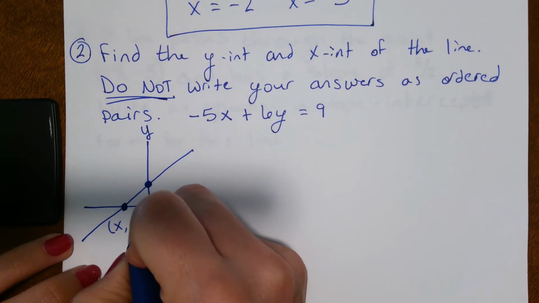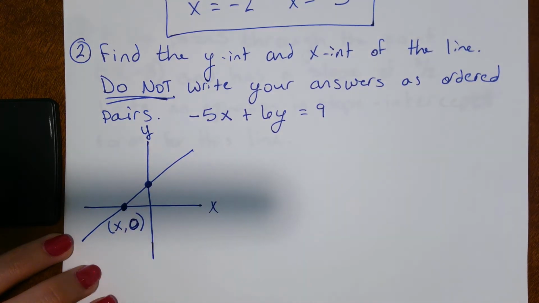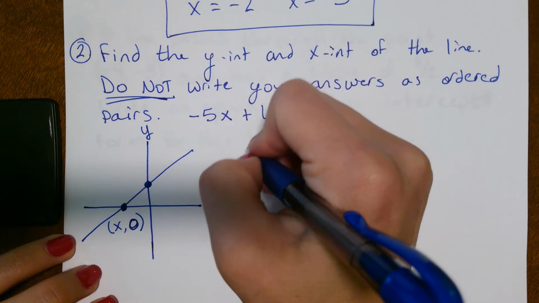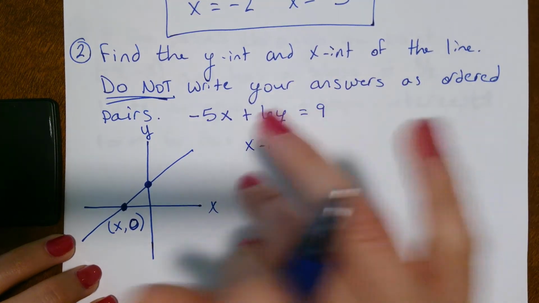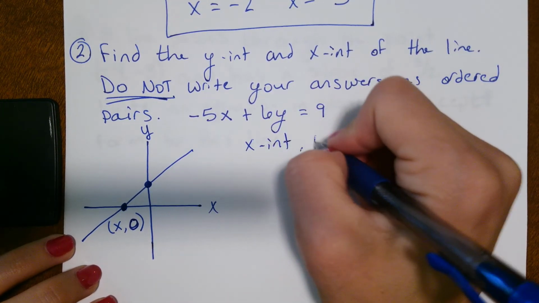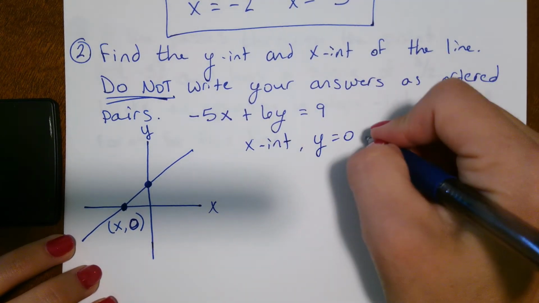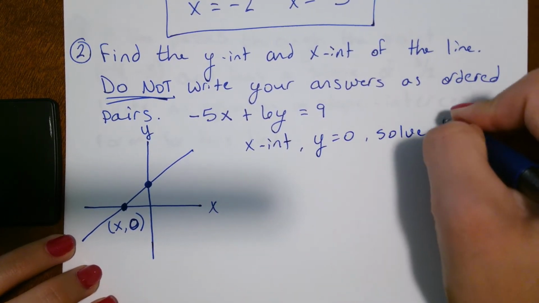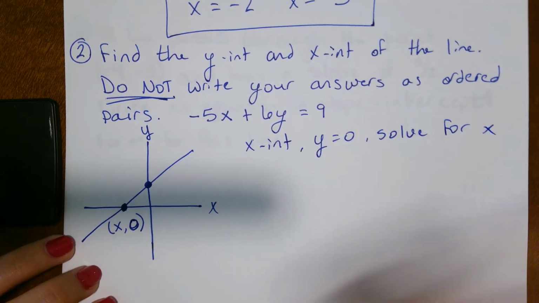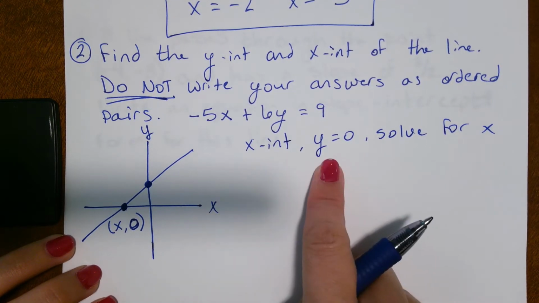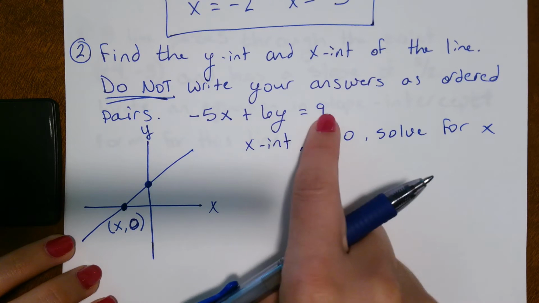Now, knowing that the y value for every x-intercept is going to be 0, we can use that to figure out what the x-intercept is. If I want to know what the x-intercept of any function is, I'm going to take the y and plug in 0 for it, and then just solve for x. So for the x-intercept, I plug in 0 for y and then solve for x. I'm going to do the same exact thing here.